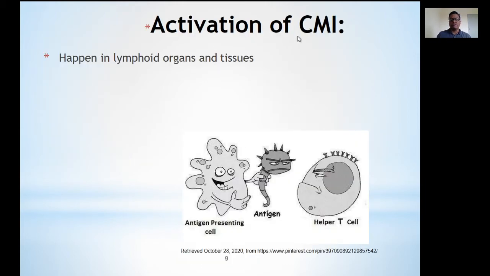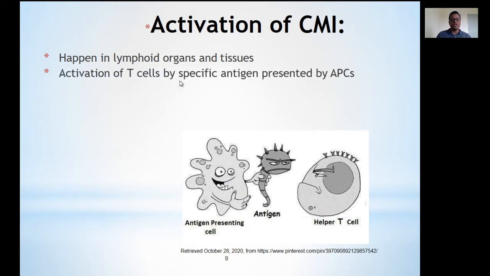Activation of cell-mediated immunity happens mostly in lymphoid organs and tissue, where T cells are activated by specific antigen presented by the APCs. So the APCs will engulf and digest the pathogen, and then some part of the digested pathogen, as an antigen, will be displayed on their MHC class 2.